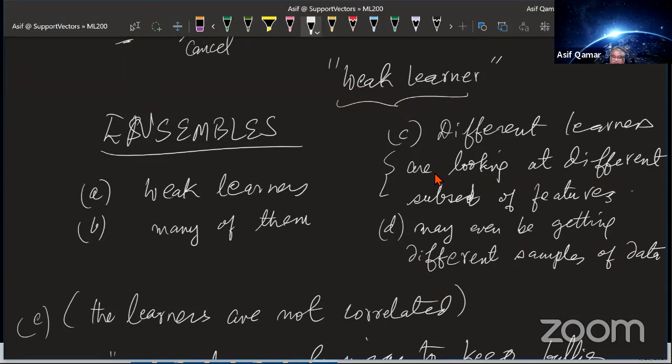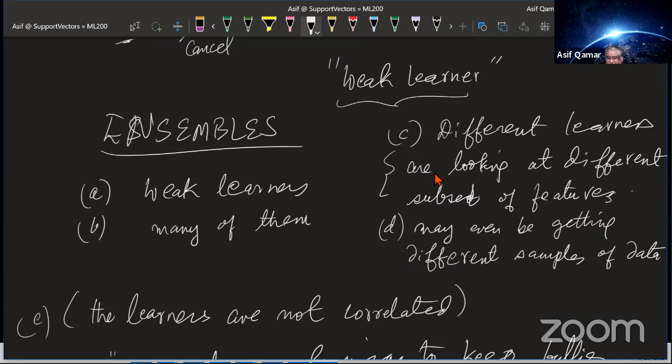So the basic ideas are you need weak learners, you need a lot of them, and then comes the other aspect of it. See, what happens is if all of them are reading the same book, they'll reach the same conclusion. So the way you ensure that the learners don't get correlated or entangled in their learning is by giving them different windows into the data.